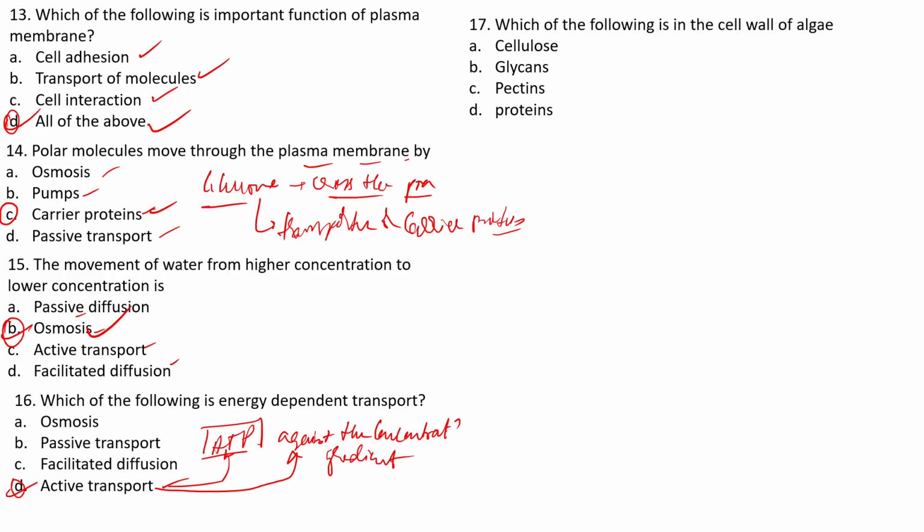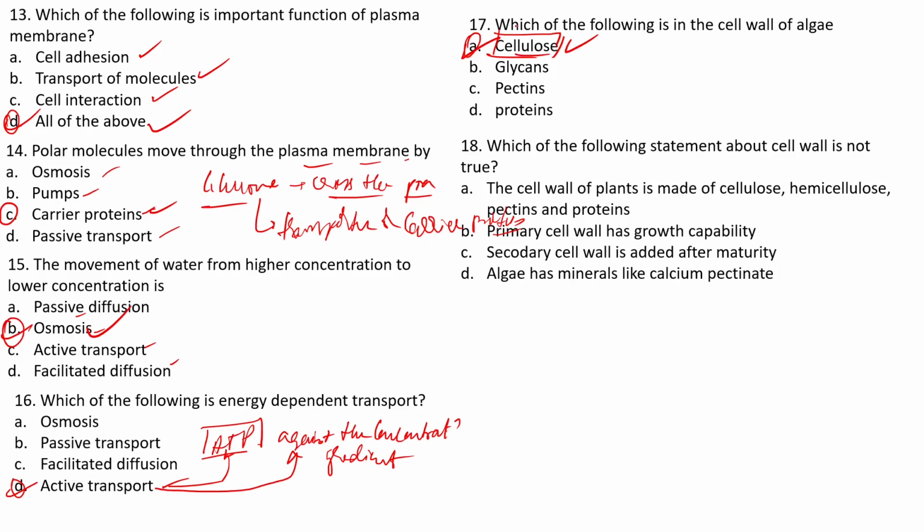The next question. Which of the following is in the cell wall of algae? Cellulose, glycans, pectins, or proteins. In the case of algae, it is made up of galactans, mannans, and cellulose. Remember this particular point. And also calcium carbonate, let us not forget that. So cellulose is our right answer.